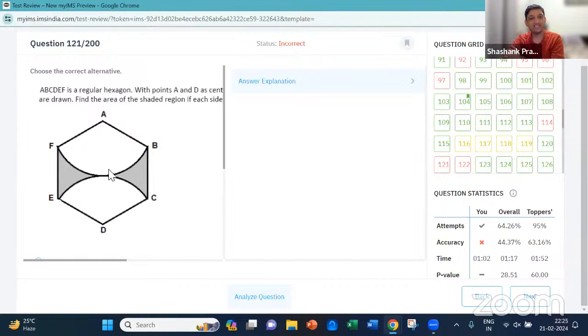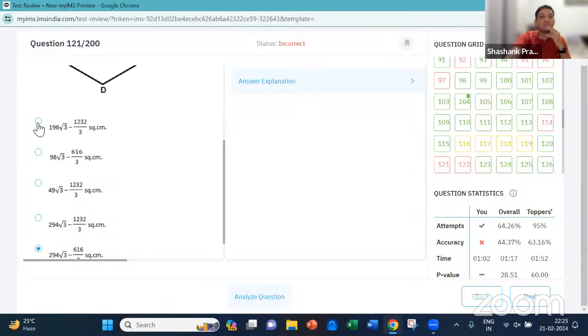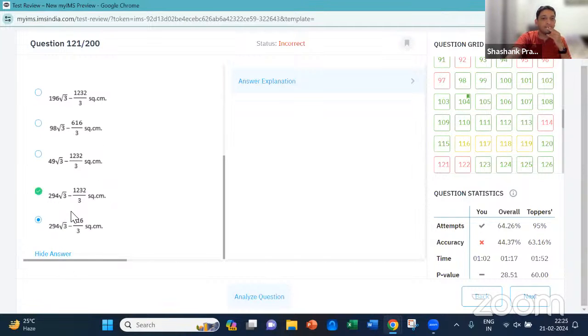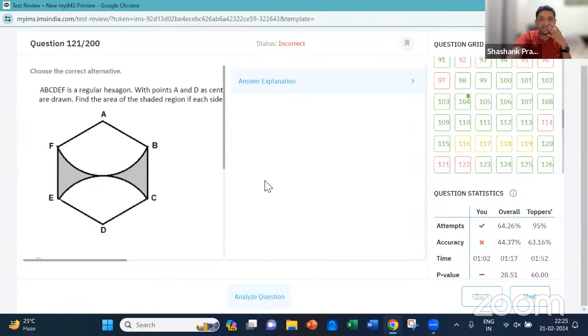120, 120, 240, 2 by 3 into pi r square. 2 by 3 into pi into 2 by 3 into 22 by 7 into 14 square, na? 44 by 3 into 28. 44 into 28. 1320 minus 88. 1232. 1232. Yeah. 1232. And 294. Yeah. ठीक है. Fine. I think I forgot to do that, 2 by 3 में से 2 करना भूल गया.